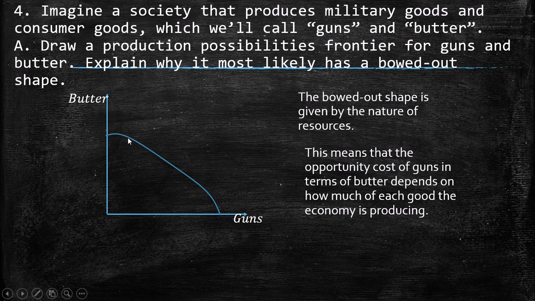So when I have to sacrifice a little bit more of guns when I just need a little bit of butter, I can say that in this part, the opportunity cost of guns in terms of butter is too high. Just a few guns for having butter, the opportunity cost is so high because I need to sacrifice too many butters for having just one gun. And in this part it is the opposite way. I need to sacrifice too many guns for having a little bit of butter. So it depends on how much of each good the economy is producing. So this is why it has a bowed out shape.